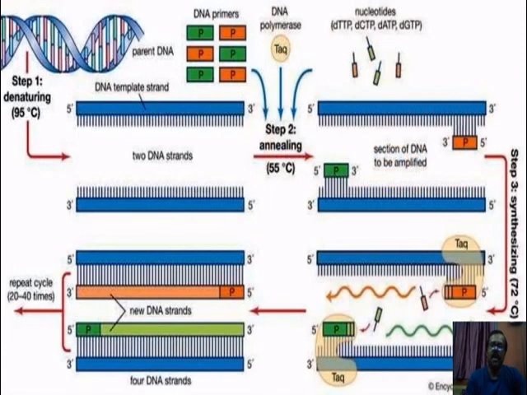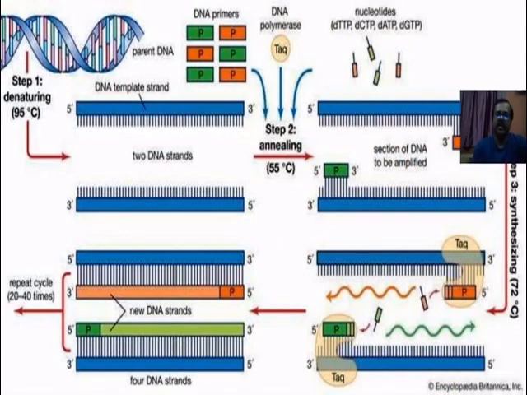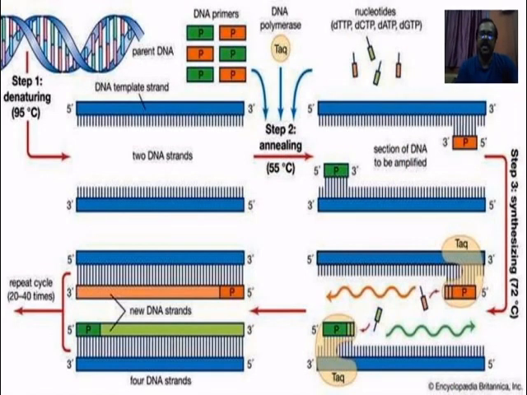Now here you can see a diagrammatic representation of the overall process of PCR. So this is the parent strand, these are the primers, this is the DNA polymerase, and these are the free nucleotides, that is dNTPs.